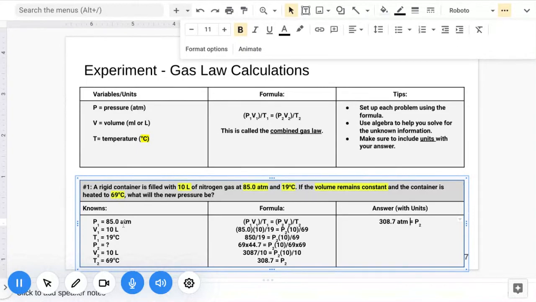And that makes sense because we increased the temperature from 19 to 69 and we kept the container the same size. So it makes sense that the pressure would increase quite a bit because we're heating up a gas inside of a closed container. You can imagine if you poked a hole in that container that the gas would come rushing out because the pressure inside the container is so much greater than the pressure on the outside of the container.